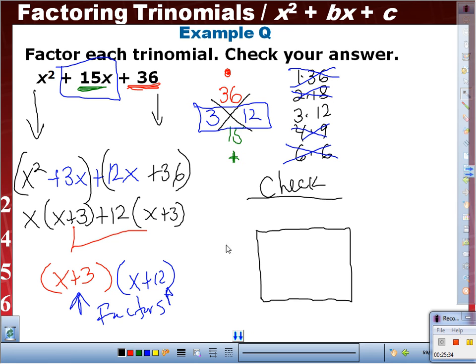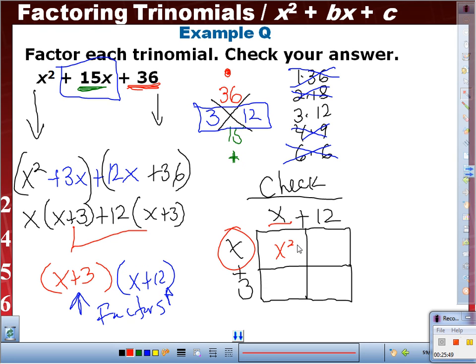What's my first factor? X plus 3, that goes here. X plus 3, line across. And then x plus 12, line down. And let's multiply. What is x times x? X squared. What is x times 12? 12x. Done with those two.